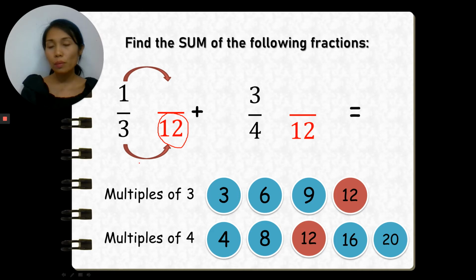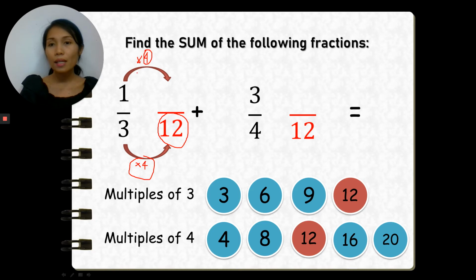So what factor are we going to multiply to 3 to get 12? It's 4, right? So 3 times 4 equals 12. 3 times 3 is 9, so we cannot use 3, but 4, only 4, because 3 times 4 is 12. Since we use 4 here, we will use 4 above also.